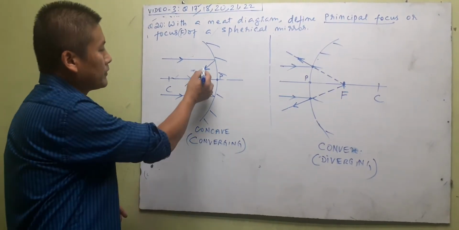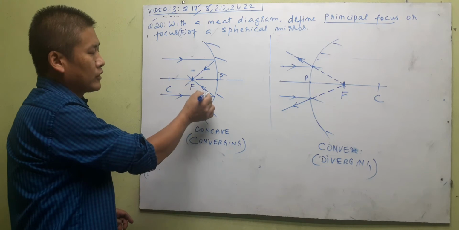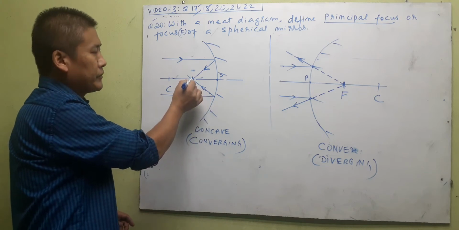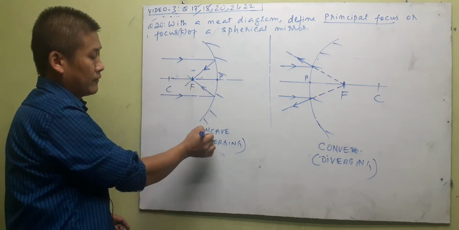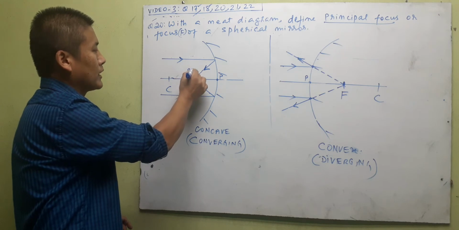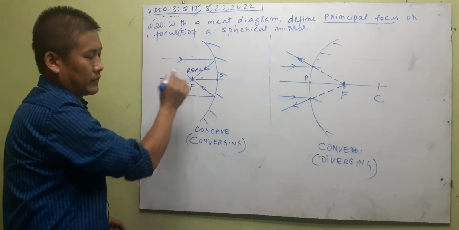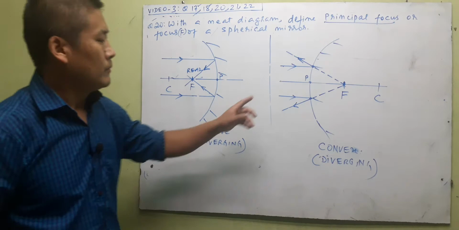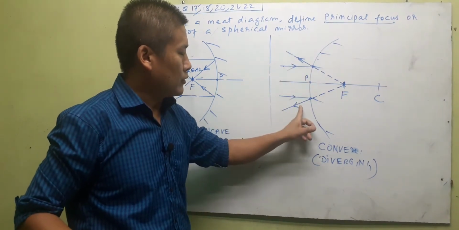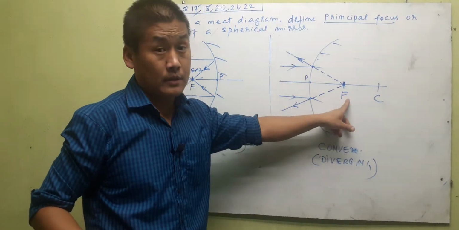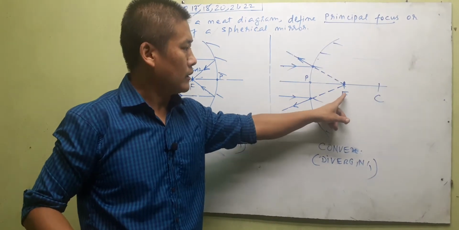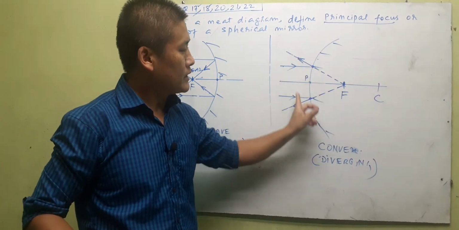Now here the two reflected rays actually really go to the focus. So we say a concave mirror has a real focus. The focus is real because the reflected rays are actually going there. But in this case, the two reflected rays look as if they are coming from the focus. They are not coming from here. They look as if they are coming from here.